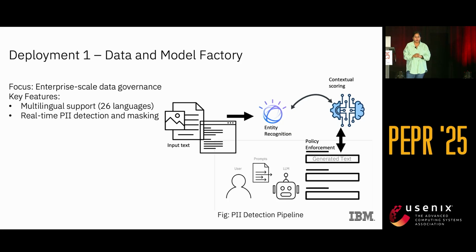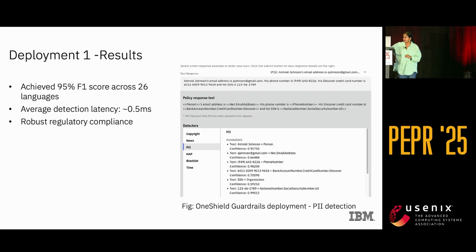Our first deployment was in a data and model factory, which is an internal IBM tool to look at how much PII data is in a particular data set, as well as when a user is interacting with the LLM, how much PII or SPII is being leaked. Results were reasonably good. When this was deployed, we had a low latency, and we were able to show that we were compliant with different regulatory compliance acts.